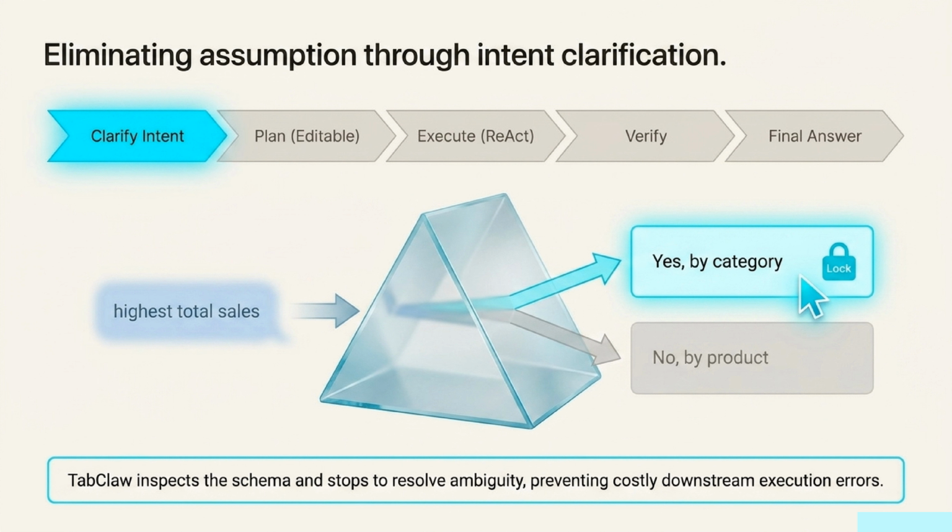Normally, an AI might just make a blind assumption about what highest total sales means. TabClaw, however, hits the brakes at the clarify intent stage. It inspects your data structure and asks you to resolve the ambiguity: do you want this grouped by category or by product? By locking in your exact intent, it prevents costly execution errors downstream.